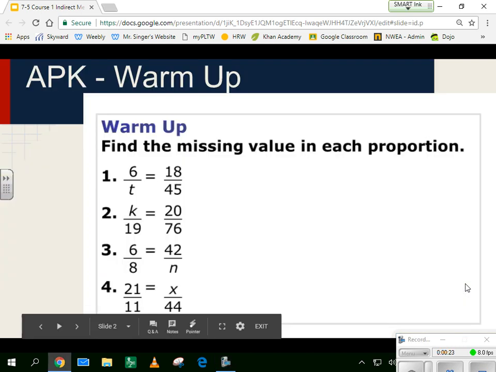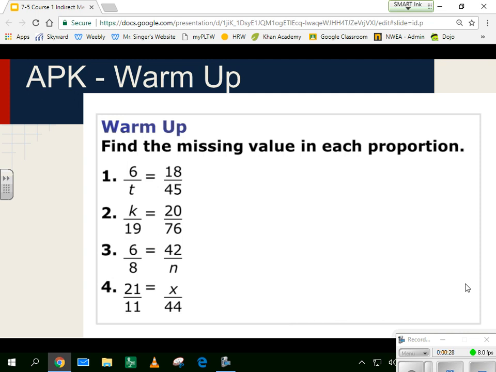Alright, here's your warm-up. You got 4 proportions you need to solve for. Go ahead and solve for them. Come back when you're done. We'll see if you got the right answer.